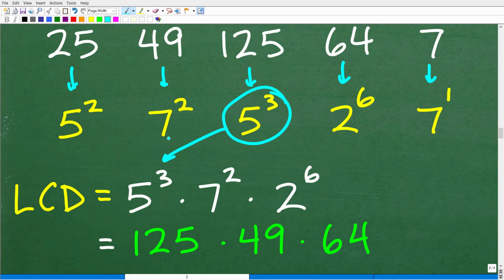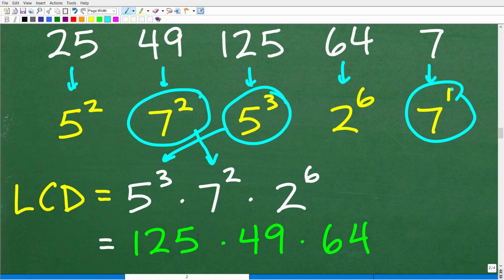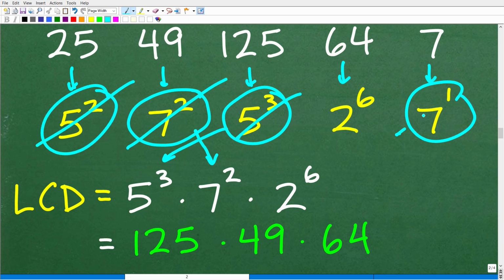Now let's take a look at 7. I have 7 squared and 7 to the first. I'm going to take the highest power of 7, so that's going to be 7 squared. So that takes care of the 7s, and that takes care of the 5s. Let's cross these out. And that just leaves us with 2 to the 6, so we have to have that represented as well.